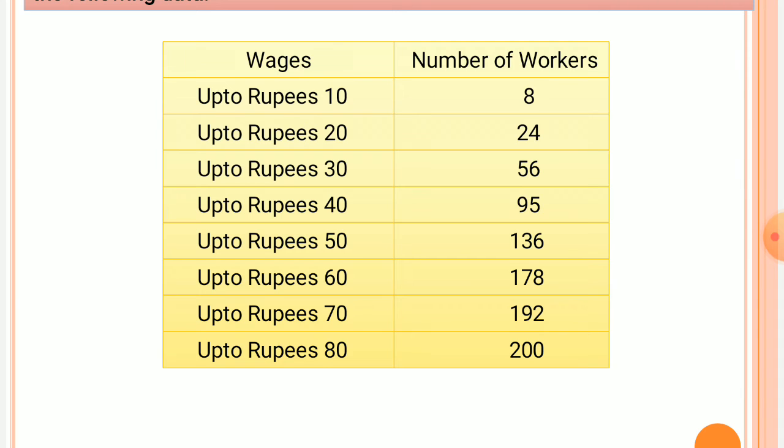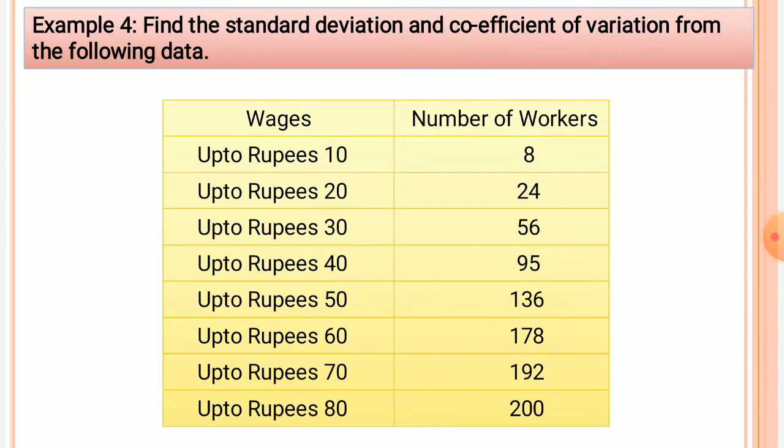So here, this is a problem on less than cumulative frequency distribution. Less than up to rupees 10 means up to 10, up to 20, up to 30, up to 40, up to 50.